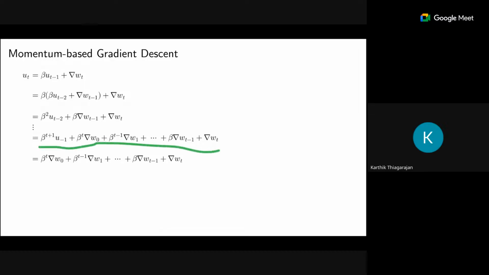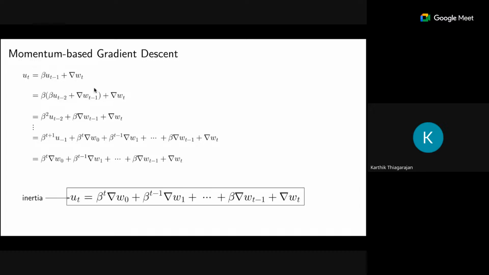So this will go and hit u-1. Remember that u-1 was 0, so this term will vanish. What you are left with is just a collection of gradients from time step 0 to time step t, weighted by powers of beta. I've just taken that outside and written it here. So this is some kind of inertia. So what do you mean by inertia?